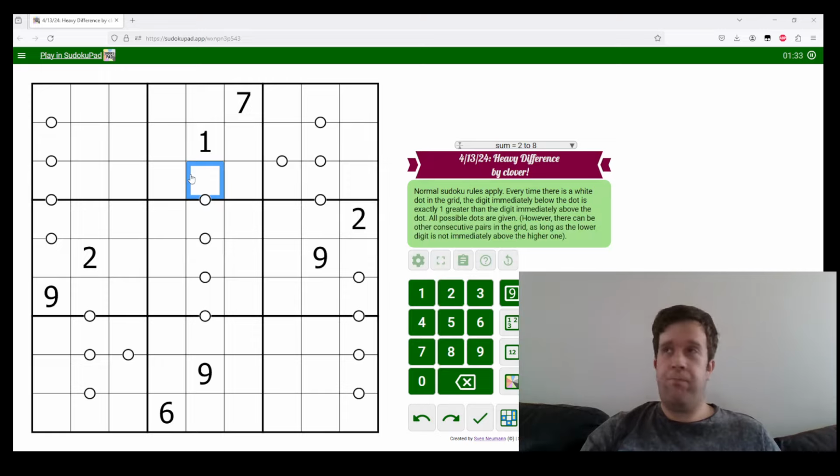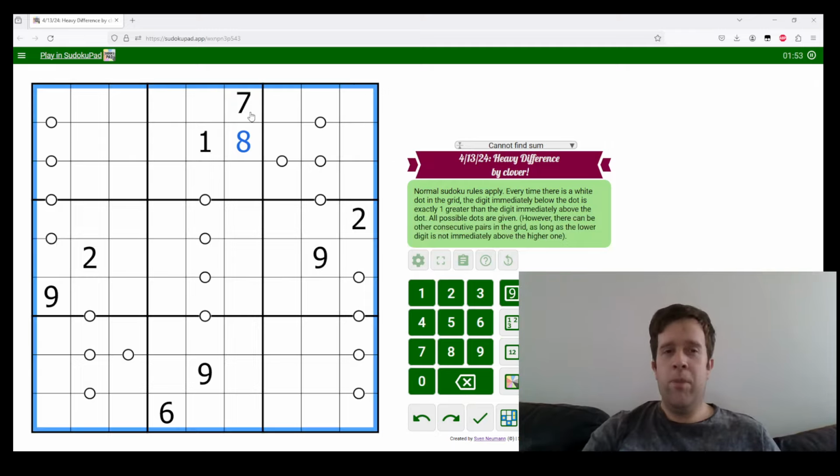So with that, as an example of what that means, because we have a 7 here, this cell directly beneath it could not contain an 8, because there would need to be a dot. We have in this puzzle what is called a negative constraint. So all the dots are given. That is going to be really important.